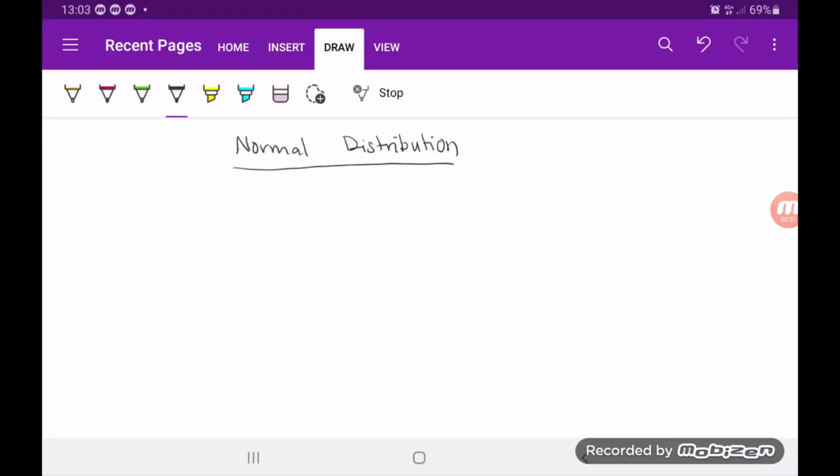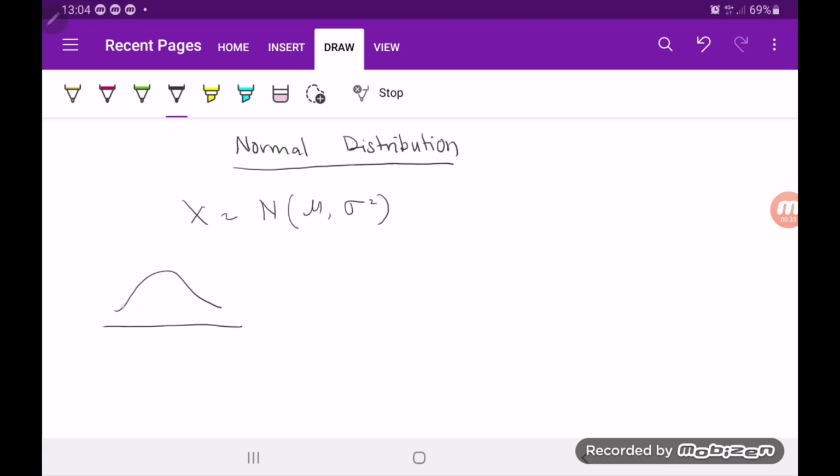To learn about normal distribution. Normal distribution is denoted as normal, nu and sigma square, that means this is the mean, and this is the variance. Okay, the graph of the normal distribution is bell shape here.